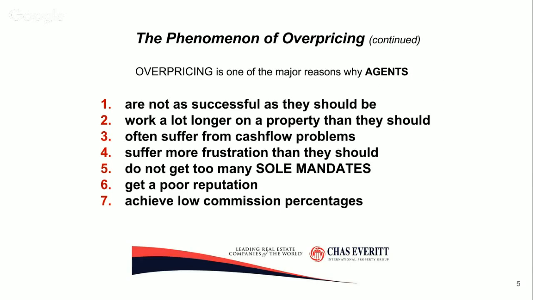This phenomenon of overpricing is also the major reason why many agents are not as successful as they should be. Secondly, they work a lot harder on a property than they should. Thirdly, they often suffer from cash flow problems. Fourthly, they suffer more frustration than they should. They do not get too many sold mandates. Agents also get a poor reputation from overpriced properties. And lastly, agents achieve lower commission percentages when properties are overpriced.